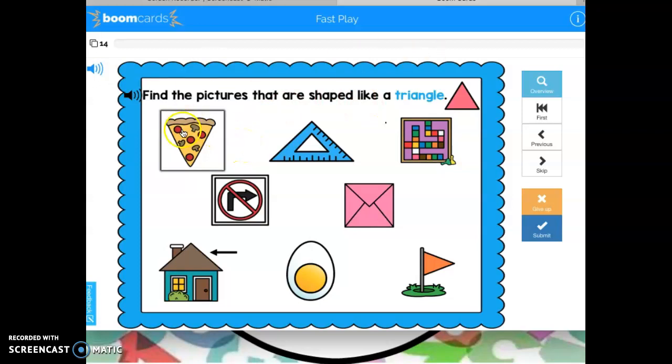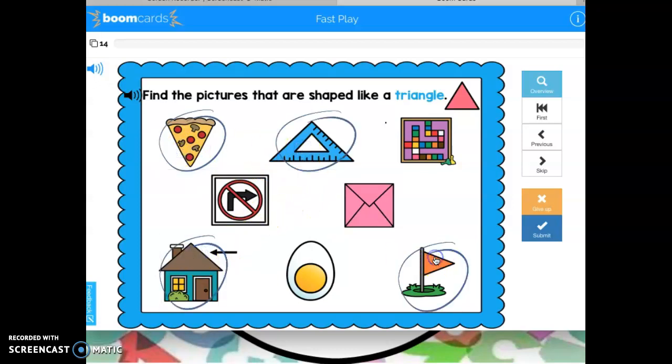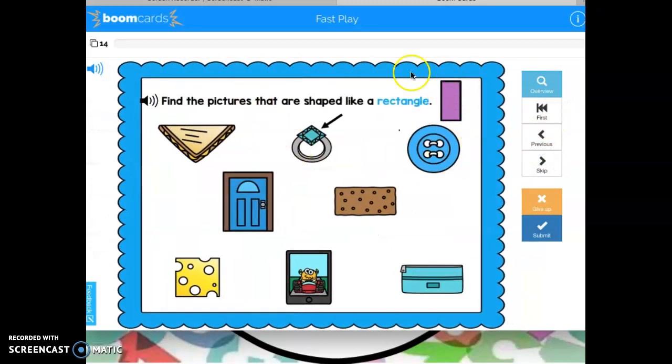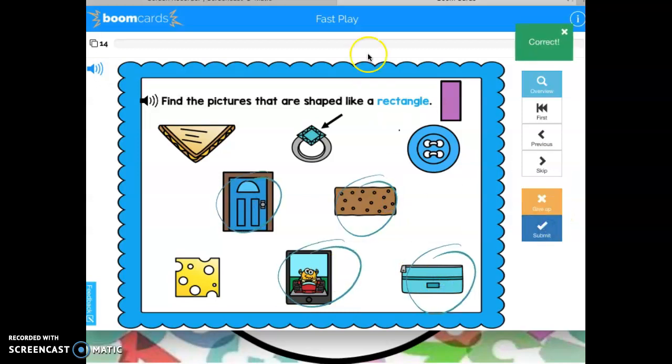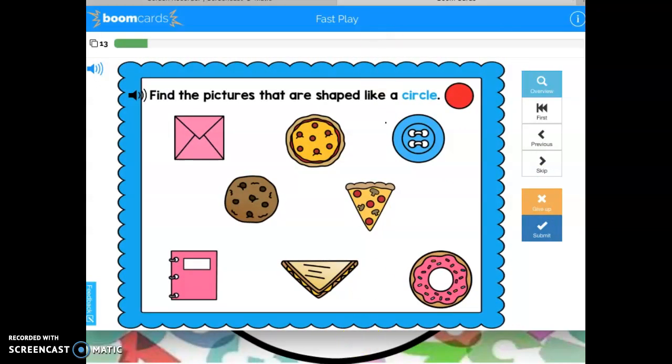Okay, so the first one says find the pictures that are shaped like a triangle. So you're gonna find all of the pictures that are shaped like a triangle. And maybe that one? Oops. Not that one. That's not a triangle. It's counting the whole square. Okay. And find all the rectangles. So you go and you find all of your rectangles. You check it, and that's that.